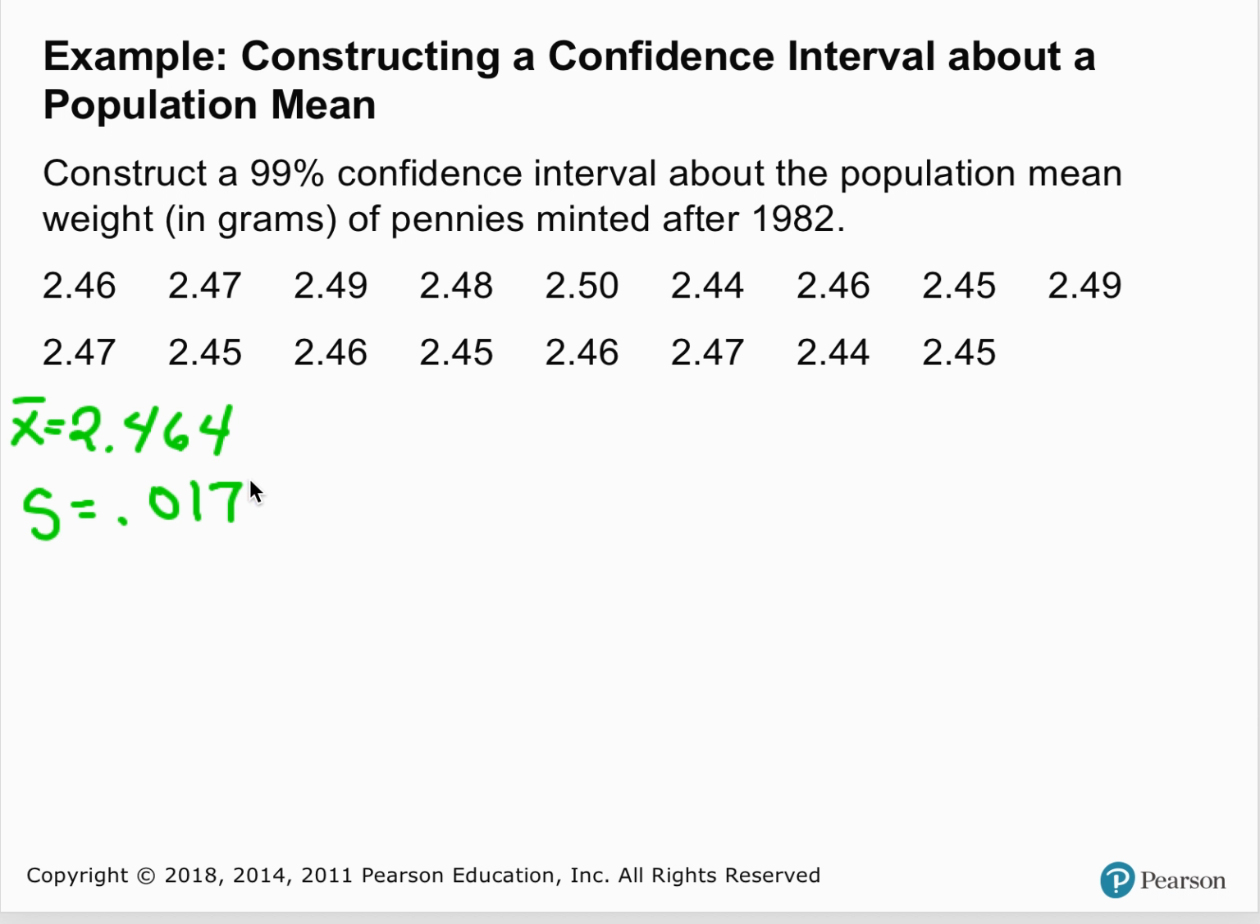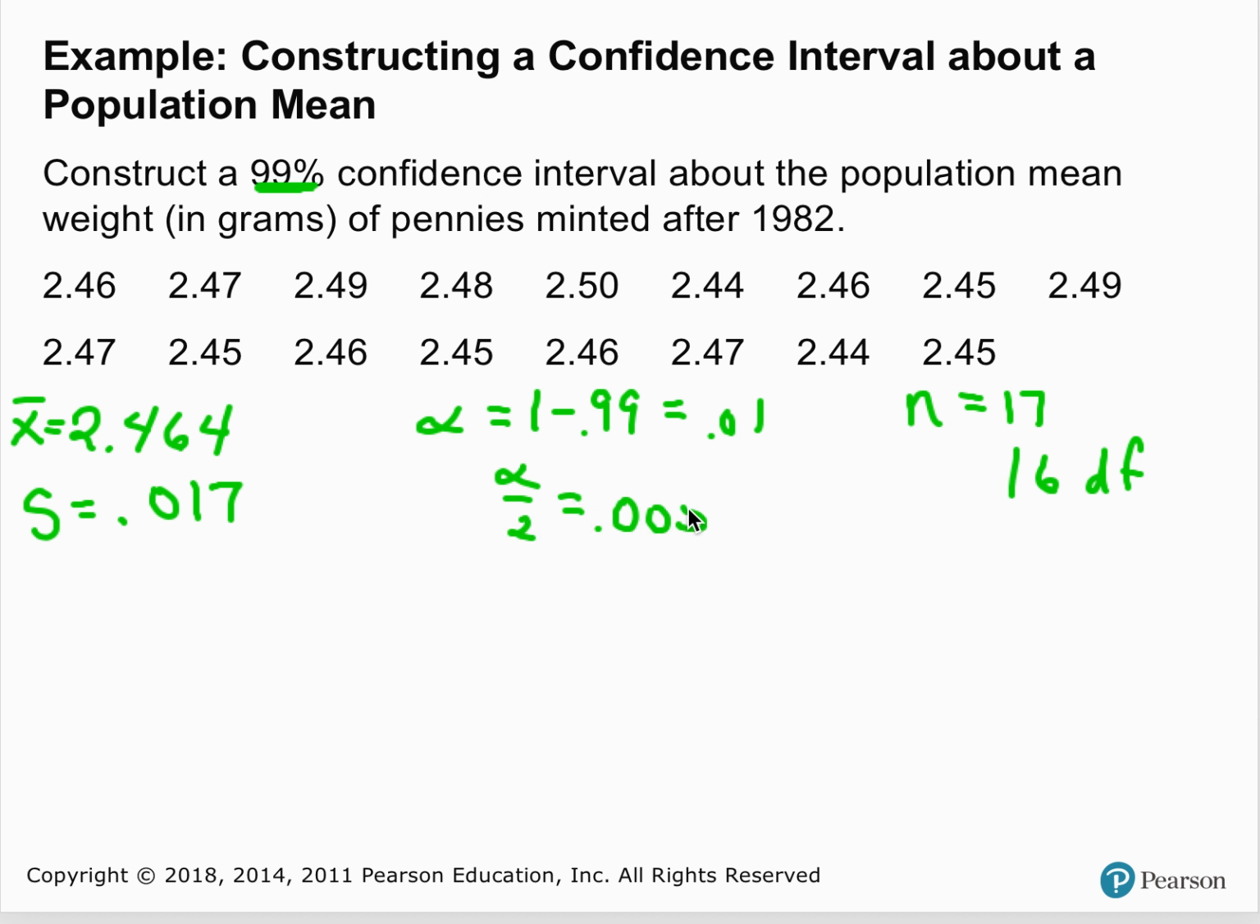Okay, now we want a 99% confidence interval. So that means alpha is 1 minus 0.99, which is 0.01. All right. Our sample size was 17. Okay, so that means we have 16 degrees of freedom, and alpha over 2 is 0.005, right? 0.01 divided by 2.